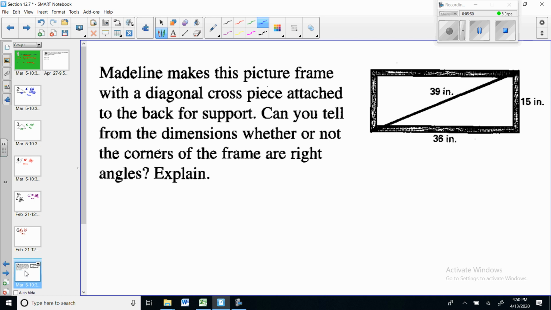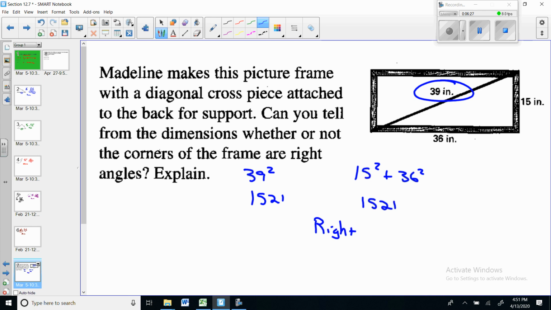She makes a picture frame with a diagonal crosspiece attached to the back for support. Can you tell from the dimensions whether or not the corners of the frame are right angles? Well, again, you want to use your converse of Pythagorean theorem. So there's C. So we're going to check is 39 squared the same as 15 squared plus 36 squared. Okay, 39 squared is 1521. When I add 15 squared to 36 squared, I get 1521. Since both of those numbers are the same, do I have a right triangle? Absolutely. Any questions on that?